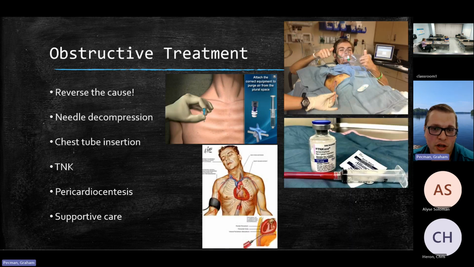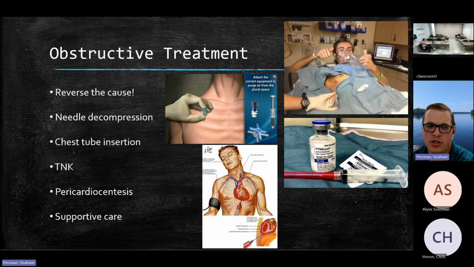And then, reversing the cause. If it's air, if it's a tension pneumo because of a trauma, a stat needle decompression could be as simple as literally sticking a needle into the patient through their ribs. This is obviously something a physician is going to be doing. Chest tube insertion, TNK in the case of a pulmonary embolism, or embolization in an interventional radiology suite, depending on the patient's ability to actually get there. But pericardiocentesis in the case of tamponade.